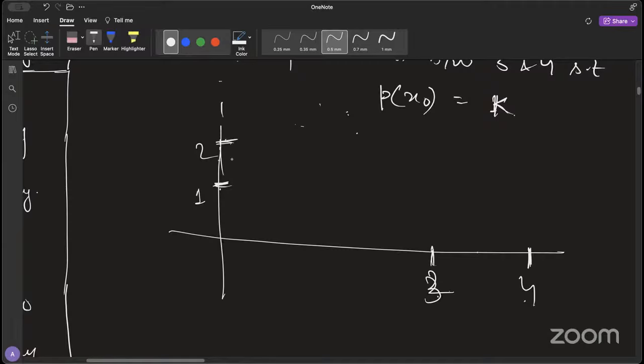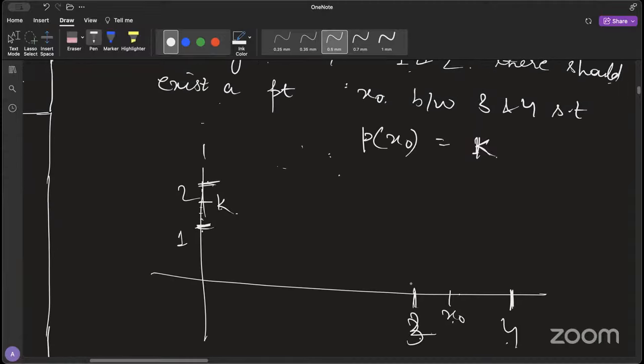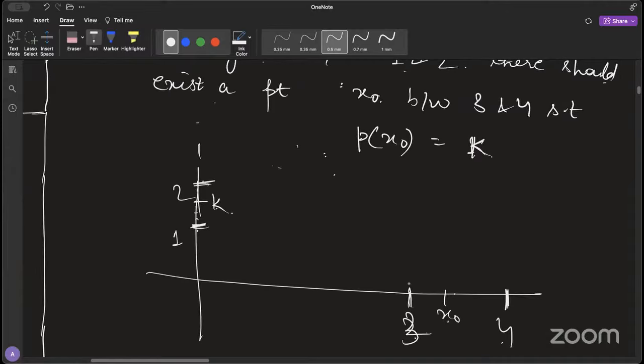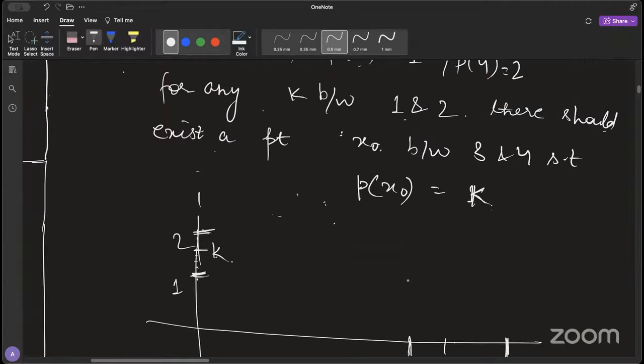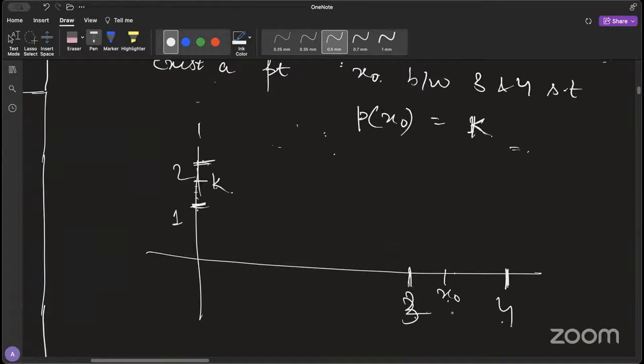So if you take k here, k could be anywhere in between 1 and 2. It could be here, here, here, anywhere. So if you take k between 1 and 2, you should be able to find one x naught between 3 and 4 such that the value of the polynomial at x naught should be k. Is this clear? Should I repeat it one more time, or is this theorem, the intermediate value theorem, clear to everyone? It's clear. This is the formal definition, and this is what it means graphically.